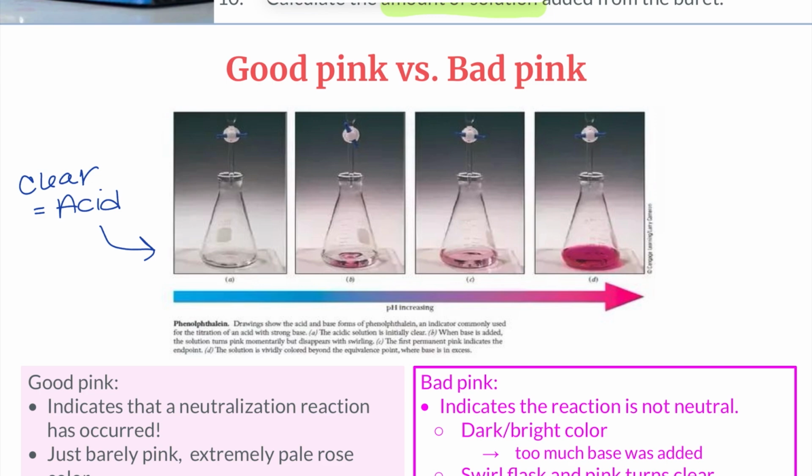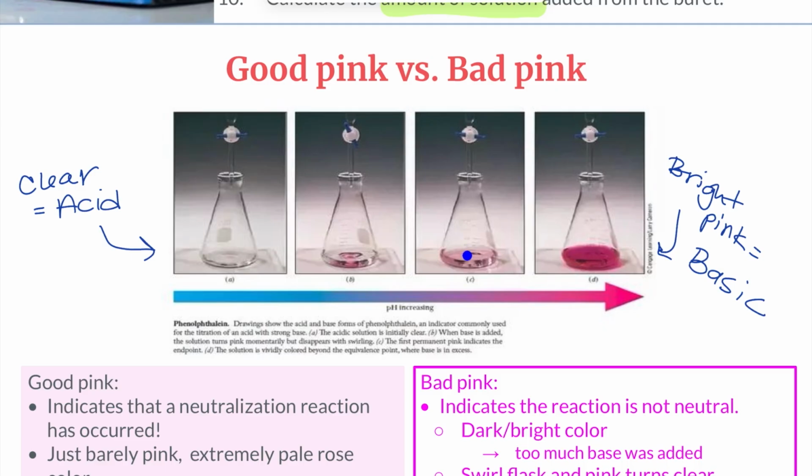And that's why it is clear when we put it in an acid. If we see that bright pink, that means that we have something that is basic. And so we want neutralization. We don't want any extra acid or extra base. We want it to be neutral.